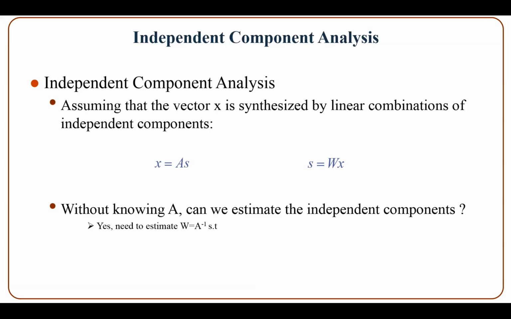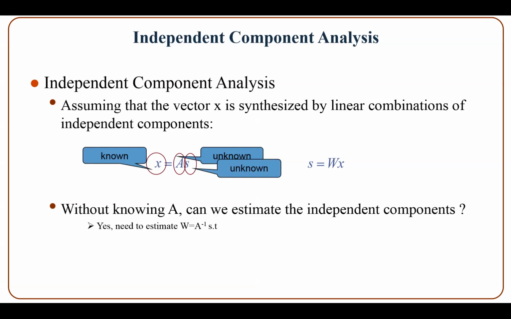In this section, we discuss independent component analysis. Assuming that a vector x is synthesized by a linear combination of independent components, x is known. The matrix A is the mixing matrix, which is unknown, and the vector S containing independent components is unknown.